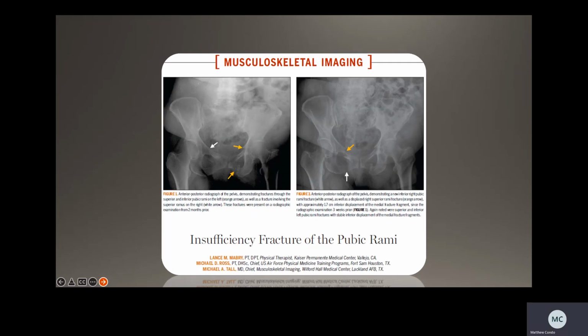This is an interesting one because this is an insufficiency fracture of the pubic rami. What's really interesting about pubic rami, just like what we saw in the pelvic ring, is that it typically is going to have multiple fracture sites. So that ring is going to rupture or fail at multiple locations.